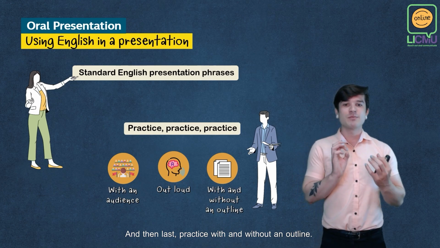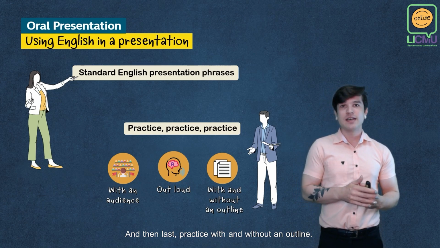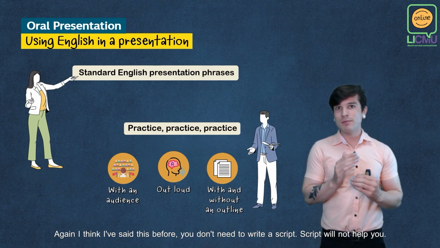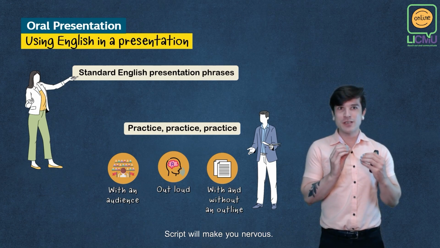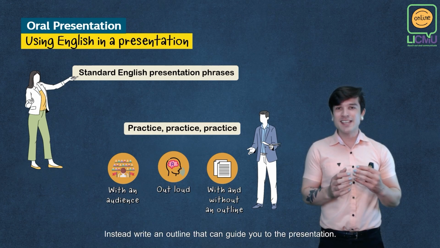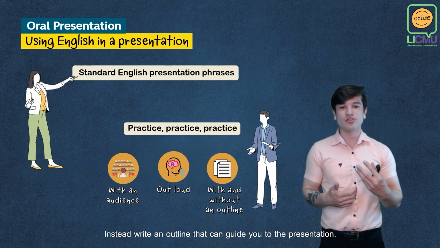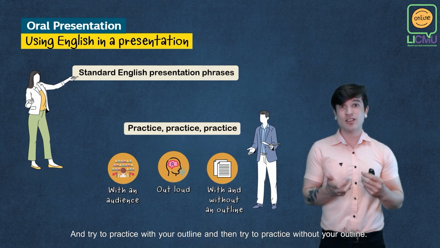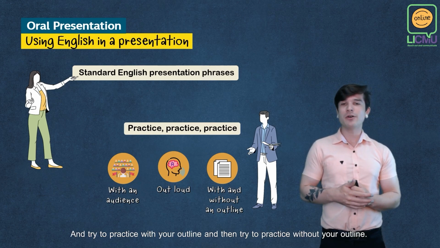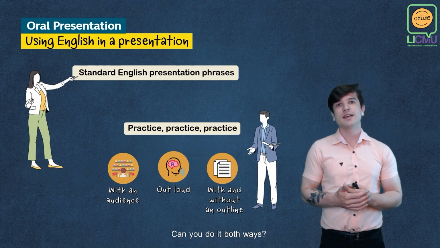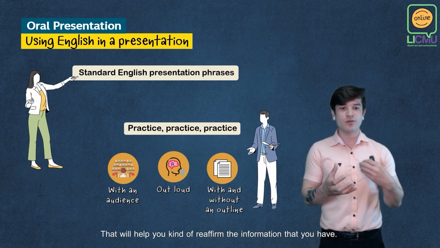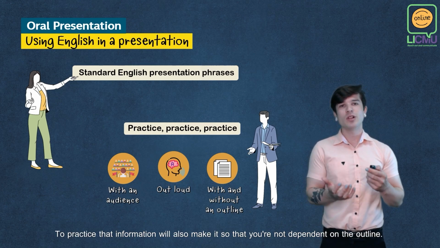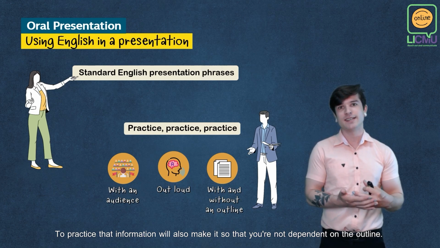And then last, practice with and without an outline. Again, I think I've said this before, you don't need to write a script. Scripts will not help you. Scripts will make you nervous. Instead, write an outline that guides you through the presentation. Try to practice with your outline, and then try to practice without your outline. Can you do it both ways? That will help you reaffirm the information, but will also make it so that you're not dependent on the outline.